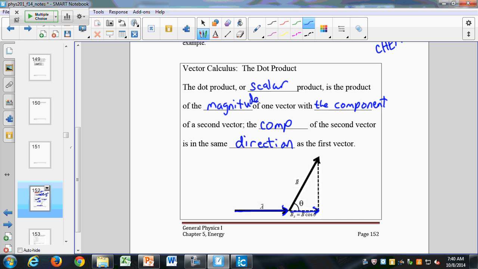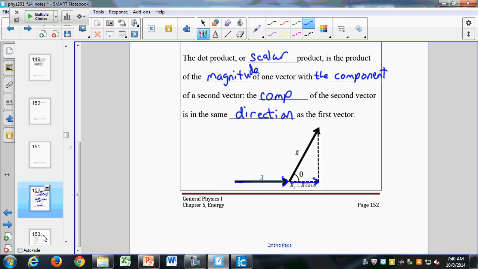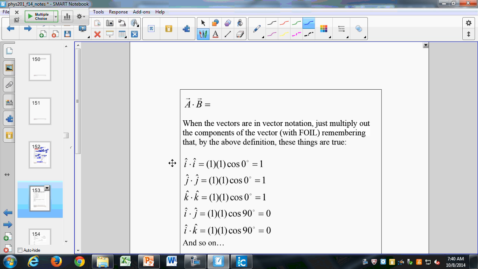All right, well, physically, that's what it does. And when we're talking about, we're going to apply this in terms of work, we'll see why that's useful. So it takes the magnitude of one vector and multiplies it times the component of the other vector that's in the same direction as the first vector. You want two parallel vectors, basically. All right, so we define this.